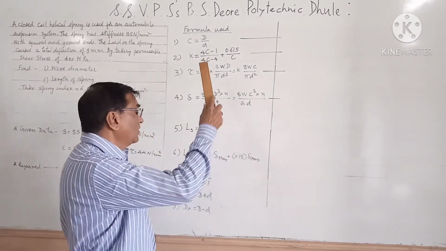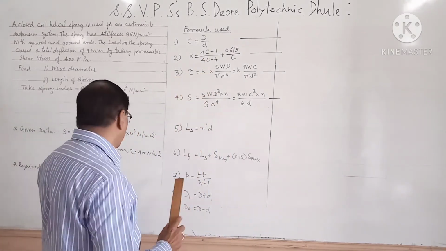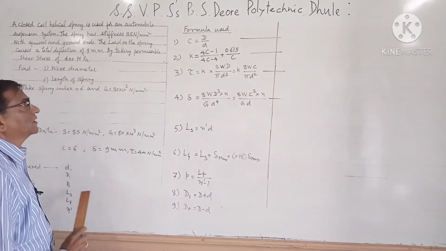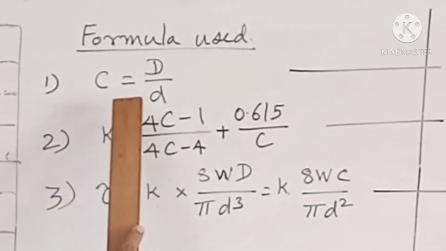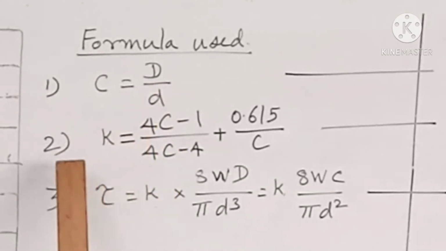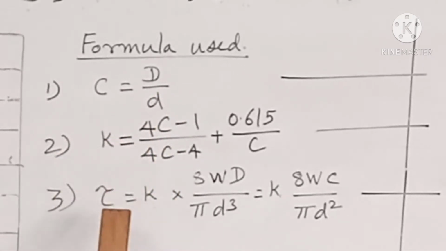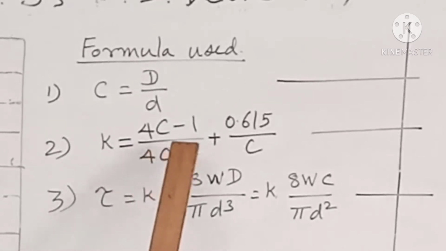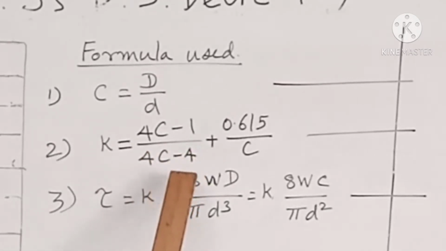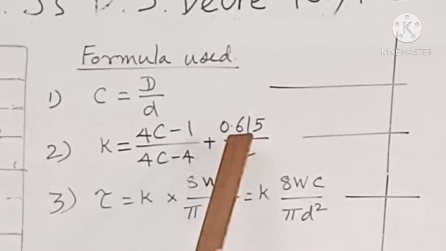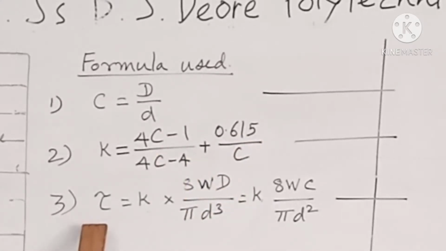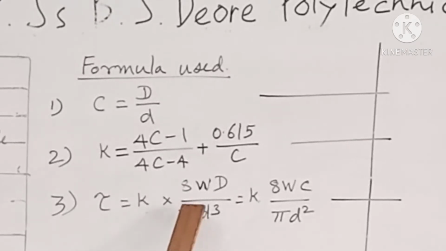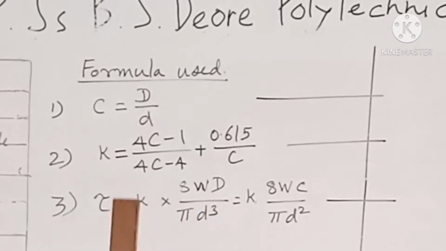This is the list of formulas from which we can determine all these parameters. C is equal to capital D upon small d. This is Wahl's factor, K equal to (4C minus 1) upon (4C minus 4) plus 0.615 upon C. Tau is equal to K into 8WD upon pi d cube.